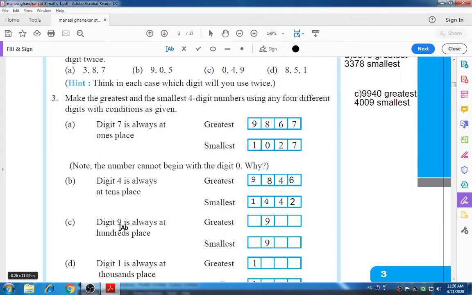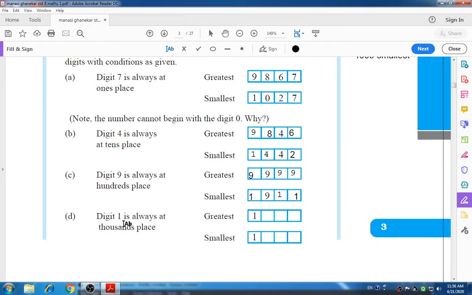Look at here. The digit 9 is always at the 100 place. The greatest number here is the 9. So I can write here also 9, here also 9, and here also 9 to make a greatest number. And to make a smallest number, I can write here 1, here 1, and here 1, same. It will be the smallest number.